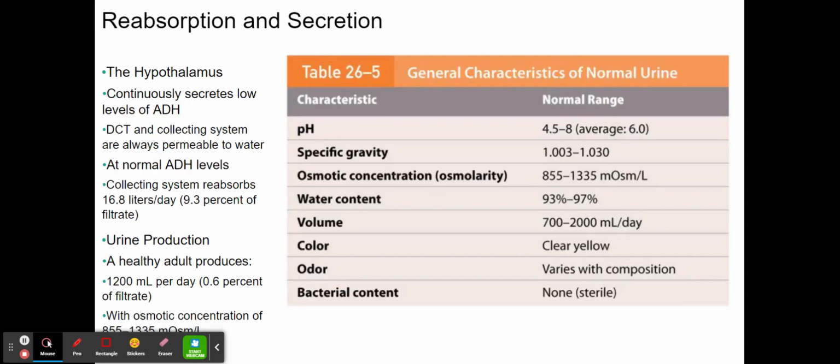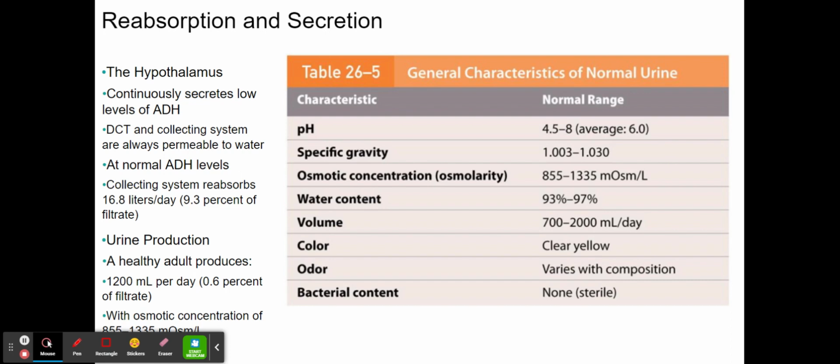osmosis. The hypothalamus continually secretes ADH at low levels. For this reason, the DCT and collecting system always have a significant degree of water permeability. At these low ADH levels, the DCT reabsorbs approximately 9 liters of water per day, or about 5% of the original volume of the filtrate produced by the glomeruli.